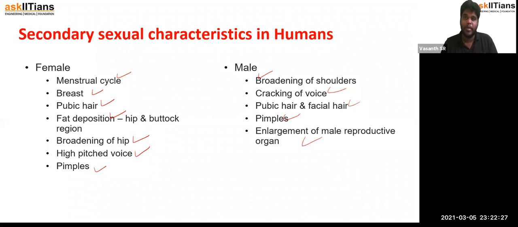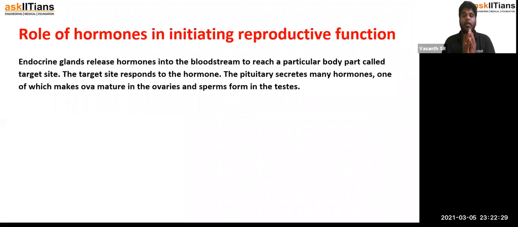So the next topic that we are going to look into is the function of hormones in reproduction. Okay? When we talk about hormone function, you should know something called the pituitary. Pituitary gland is also called the master gland.